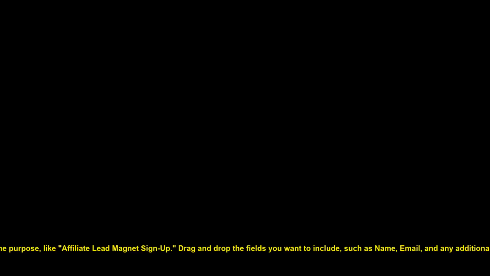Give your form a name that reflects the purpose, like Affiliate Lead Magnet Sign-up. Drag and drop the fields you want to include, such as name. Click on each field to customize its settings, including labels, placeholders, and whether it is required. Once your fields are set up, navigate to the Settings tab.